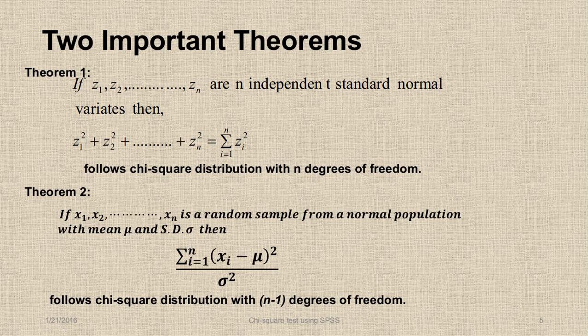The second theorem is that suppose we are taking a random sample x1, x2, up to xn of size n from a normal population with mean mu and standard deviation sigma. Then if we calculate the individual sample value minus the population mean, square it, divide by the variance of the population and take the summation over all the random sample values, this will follow a chi-square distribution with degrees of freedom n minus 1.